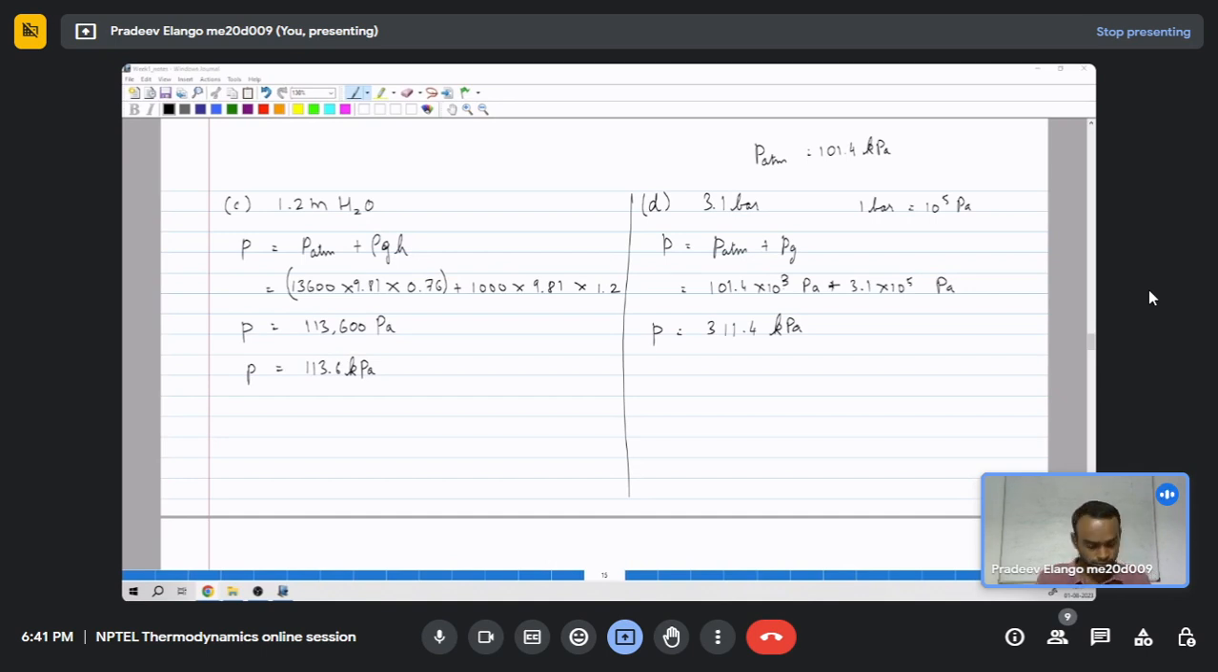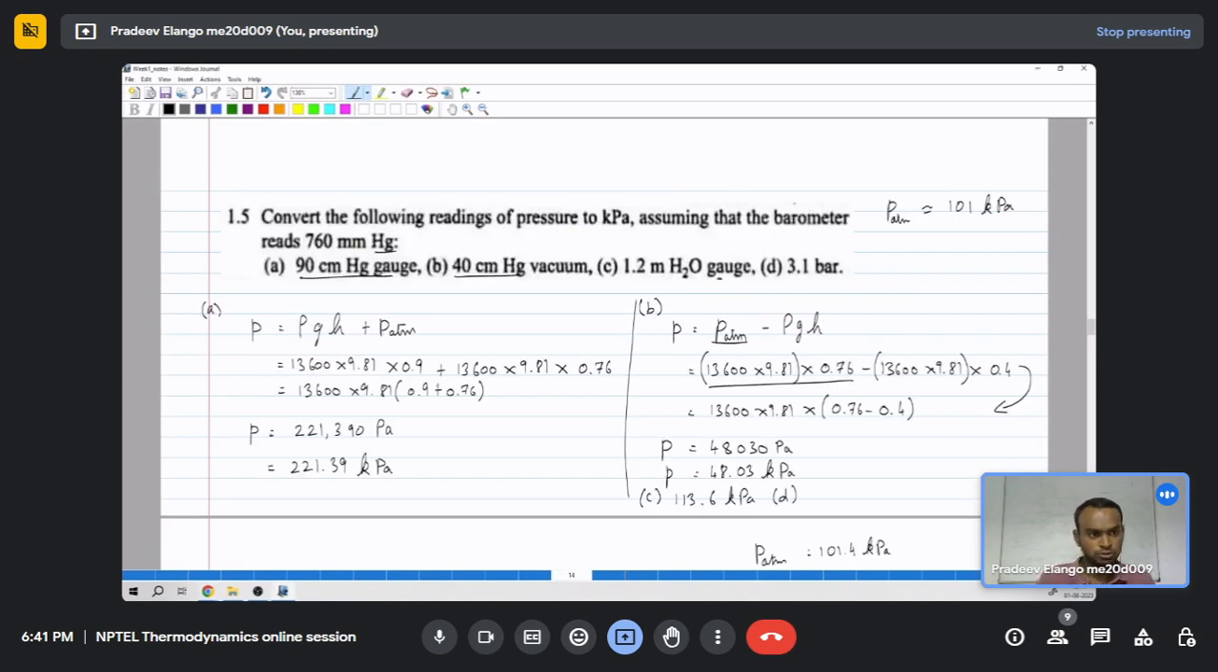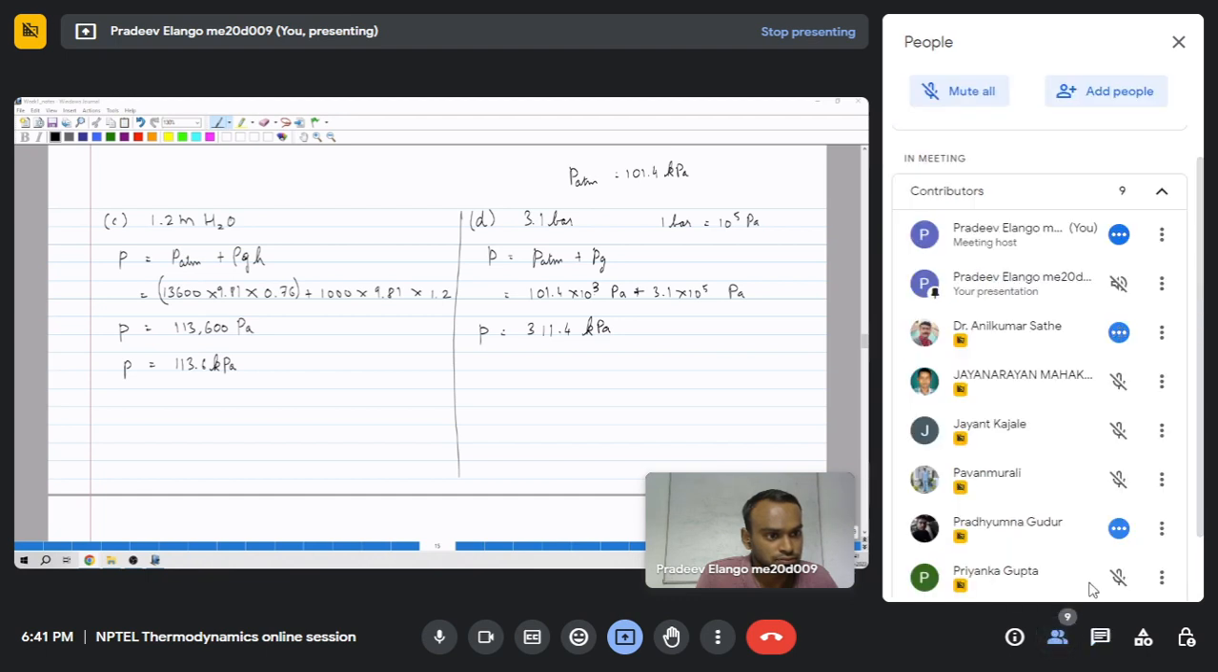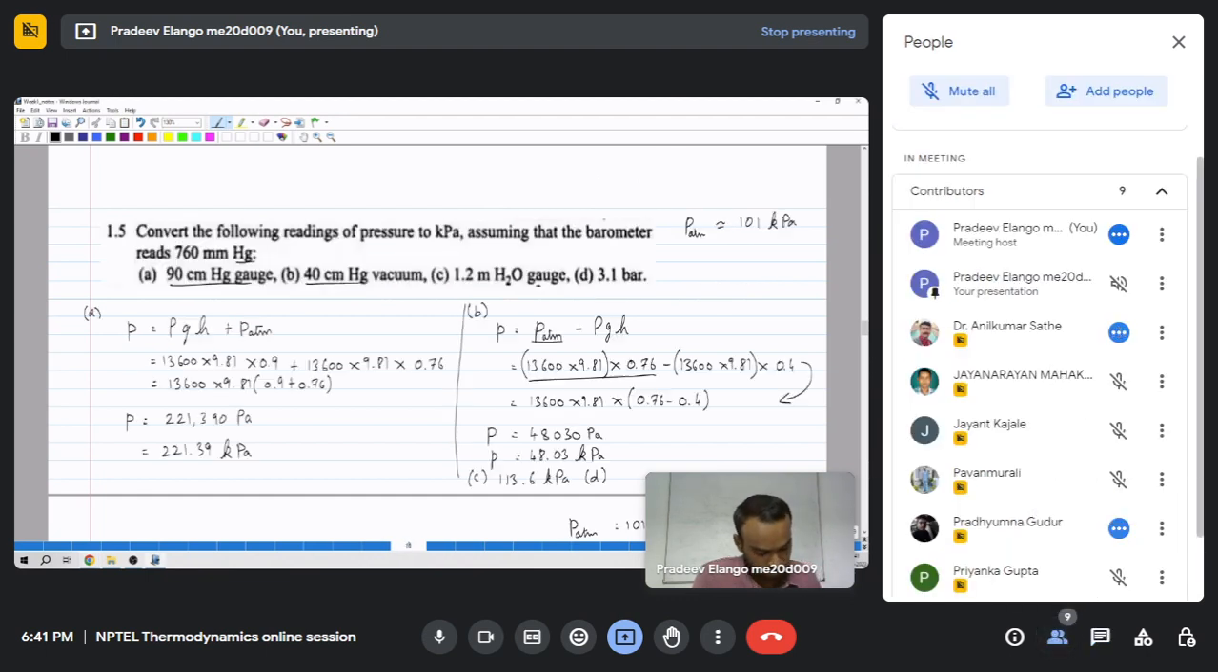I hope this pressure conversion is understood. Pradeep sir, yeah. In point number D, just like A, B, C, it has been clearly mentioned it's a gauge pressure. In point D, it is not mentioned that it is gauge pressure, so it has to be actually mentioned. Otherwise, yes, it can be treated as absolute pressure also. Yes, it can be anything, but I have considered this as gauge pressure. Okay.